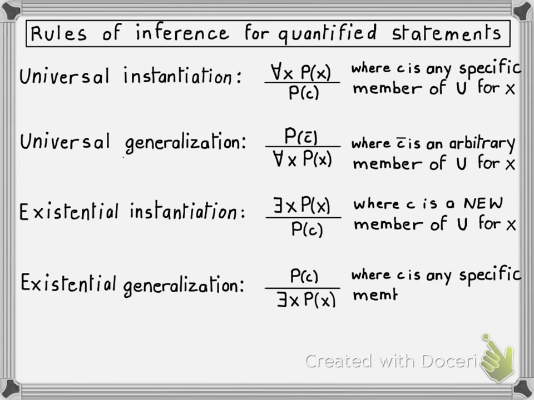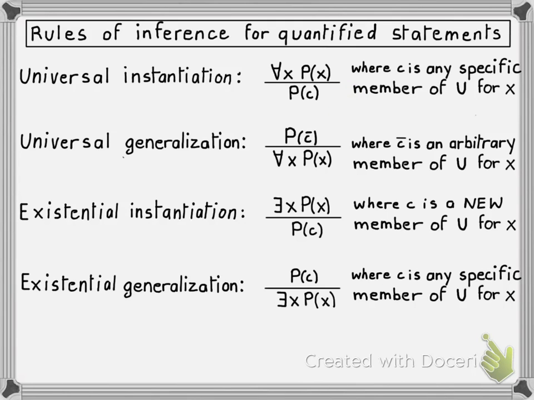From that, the rule allows you to infer that there must exist some x such that P of x. And here, like in the first rule, c is any specific member of the universe for the variable x. In other words, c is a constant. It's the name for a specific instance of the universe. And clearly, if the property P holds for c, where c is a member of the universe, then it must be the case that there is at least one element in the universe for which P holds. Well, that element is c.